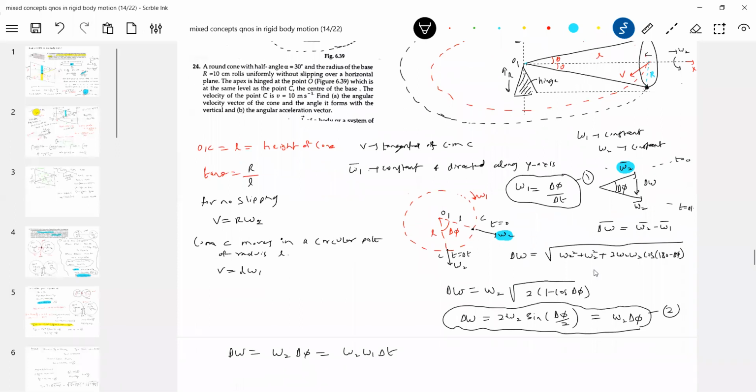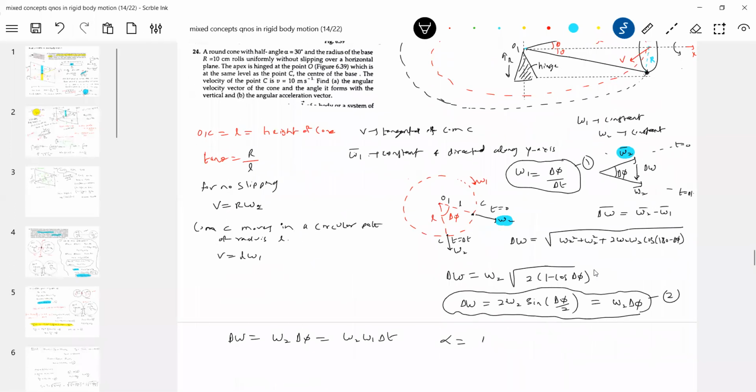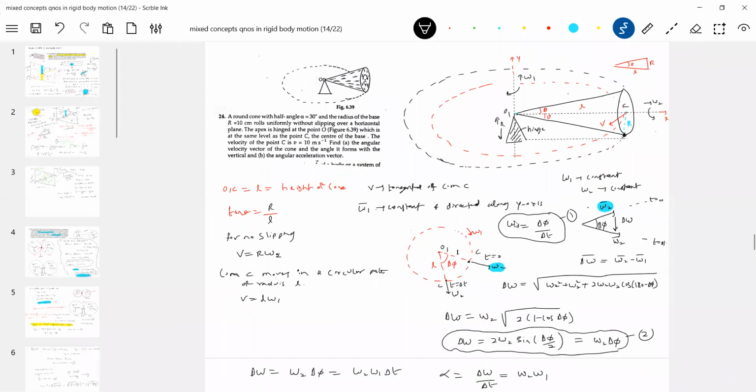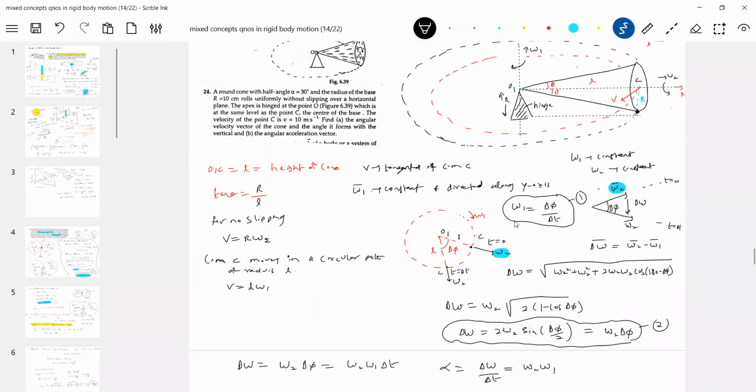How do you define angular acceleration? Change in angular velocity by time. So omega 2 minus omega 1. How are they directed? How should that alpha be directed?